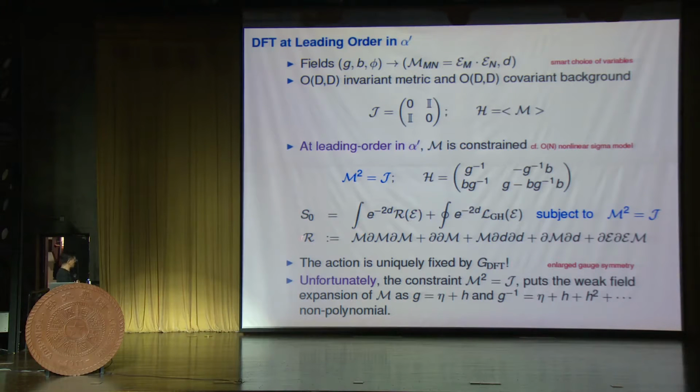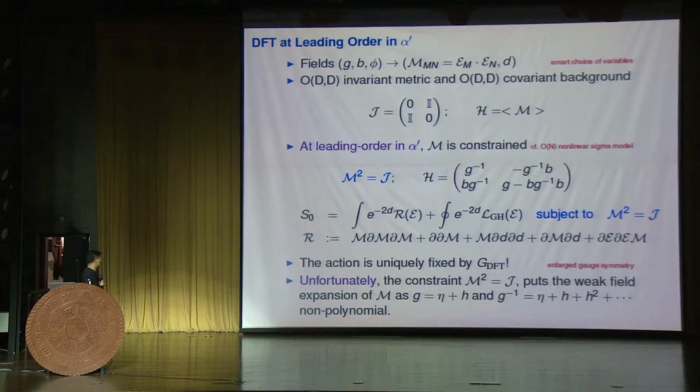where R is the analog of the Ricci scalar with respect to this enlarged diffeomorphism symmetry. And very interestingly, in terms of this field M, whose expectation value takes this kind of form, the action is only a finite polynomial and has only 2 derivatives. So this action is very nice, except for one pitfall.